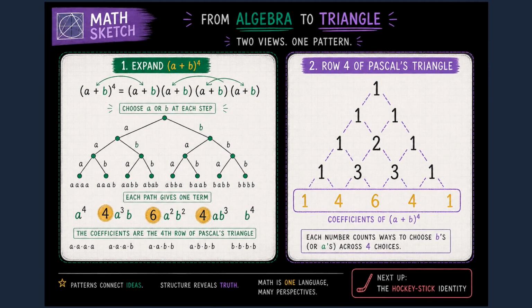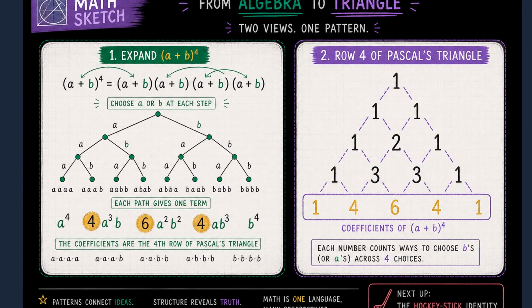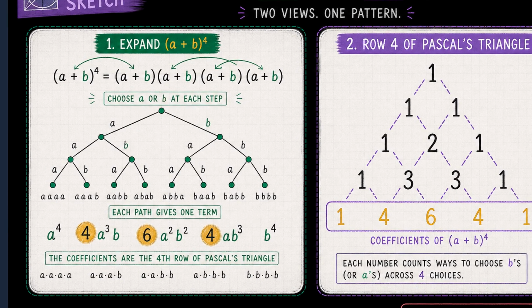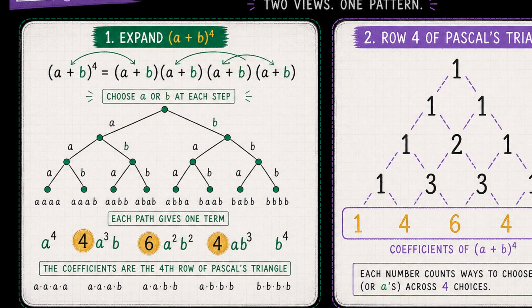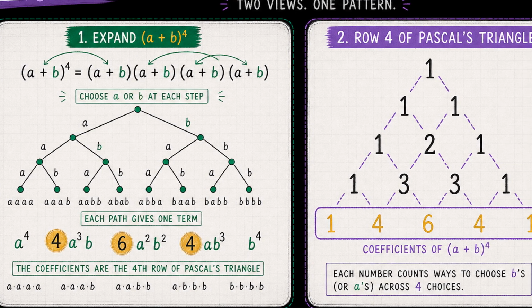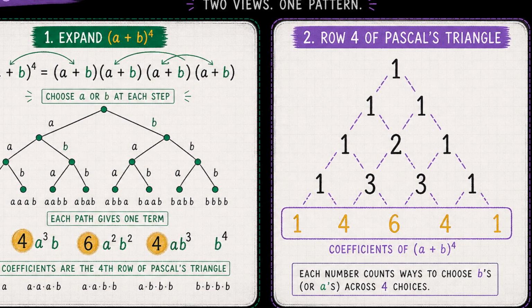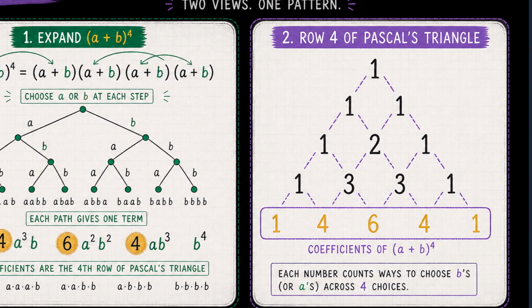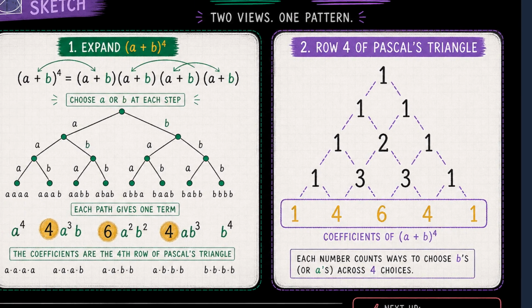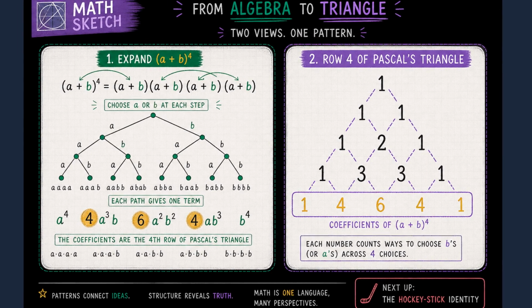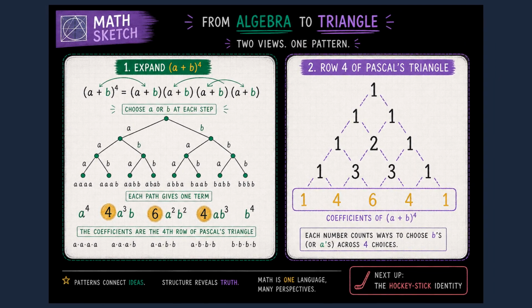Expand (a + b) to the 4th power. The coefficients are 1, 4, 6, 4, 1, the same row. That is not coincidence. Each term picks a's and b's from 4 factors. The triangle encodes the algebra of distributing multiplication. Row n lists the coefficients of (a + b) to the n.